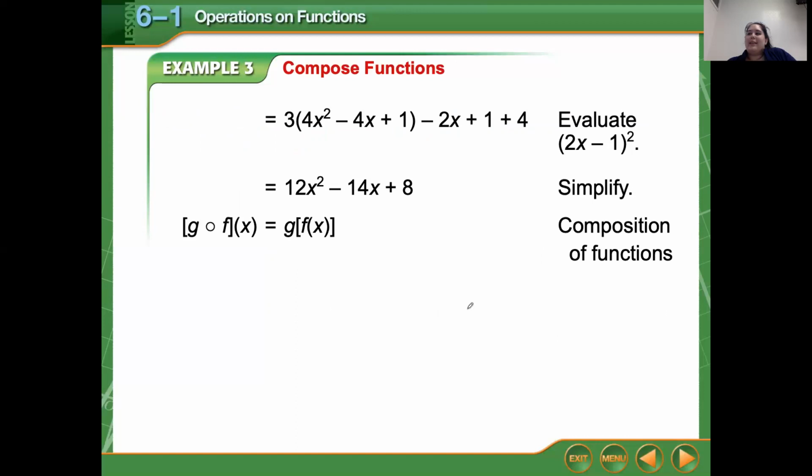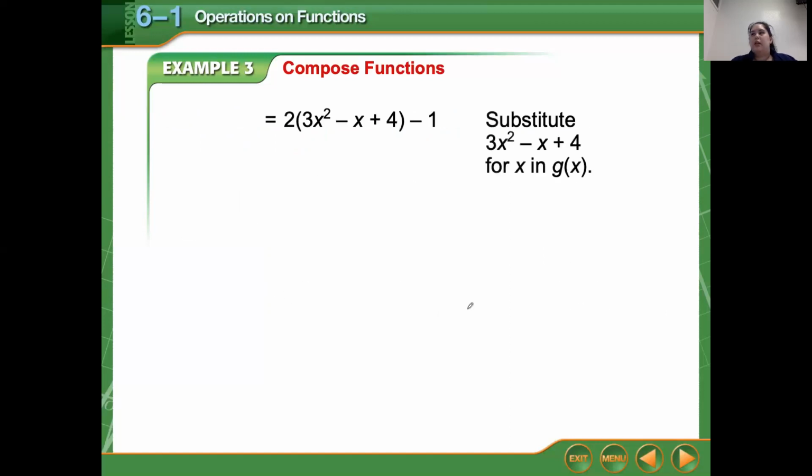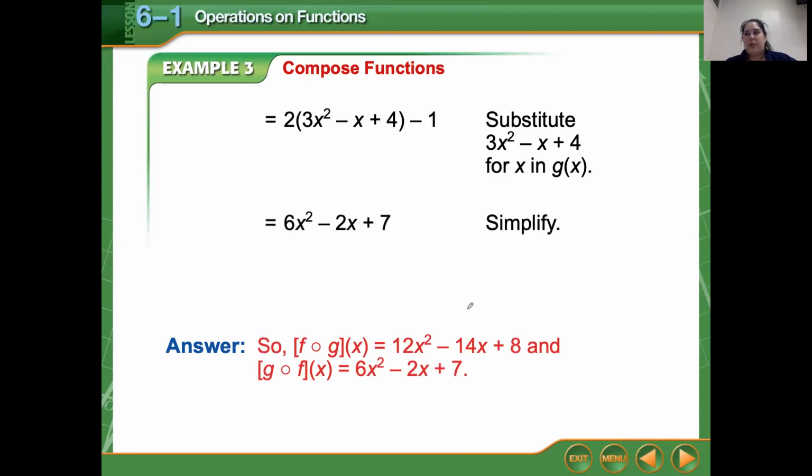And this time we're going to do the exact same thing for g of f of x. So everywhere I see an x in g, I would put what my original f of x was. So we're going to do 2 times 3x squared minus x plus 4, and simplify and get 6x squared minus 2x plus 7. Oh, there was an ant. So those are our 2 answers.